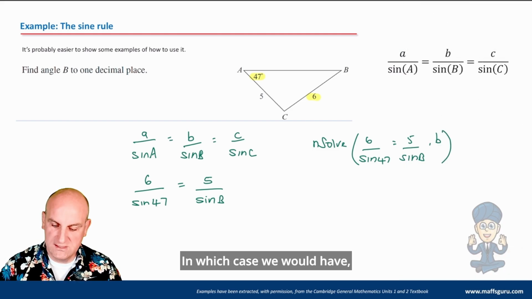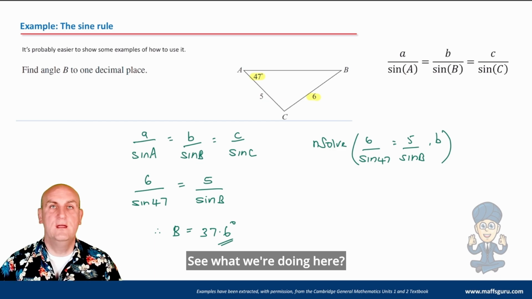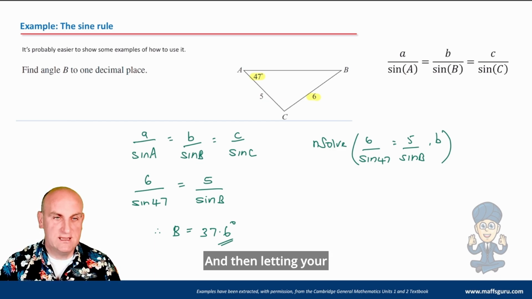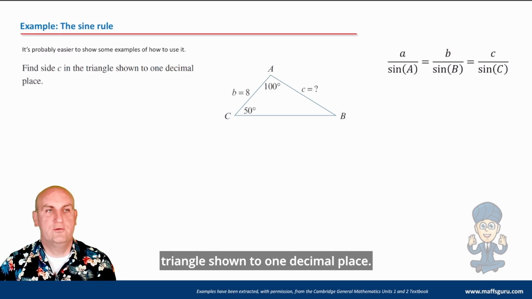So there we go, in which case we would have, therefore, B is equal to 37.6, and don't forget your degrees. See what we're doing here? Banging it into a formula, and then letting your calculator do all the hard work. Ooh, find angle C in the triangle shown to 1 decimal place.